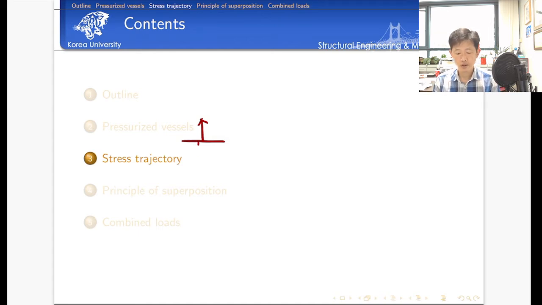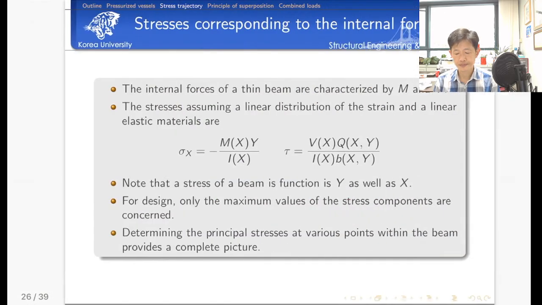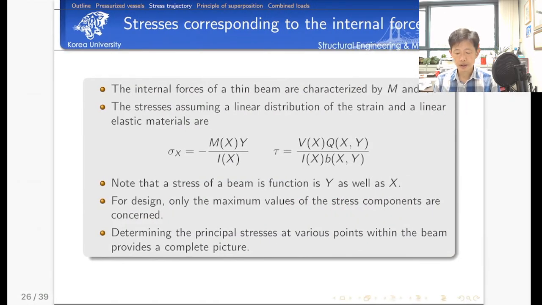Okay, now let's talk about the second part. The first part is stress trajectory. Before we talk about the stress trajectory, I'd like to revisit the concept of normal stress and shear stress found in beam problems. Here, to calculate normal stress in beam problems, we need the bending moment. Obviously, the bending moment depends on the position, isn't it? Depends on the position.